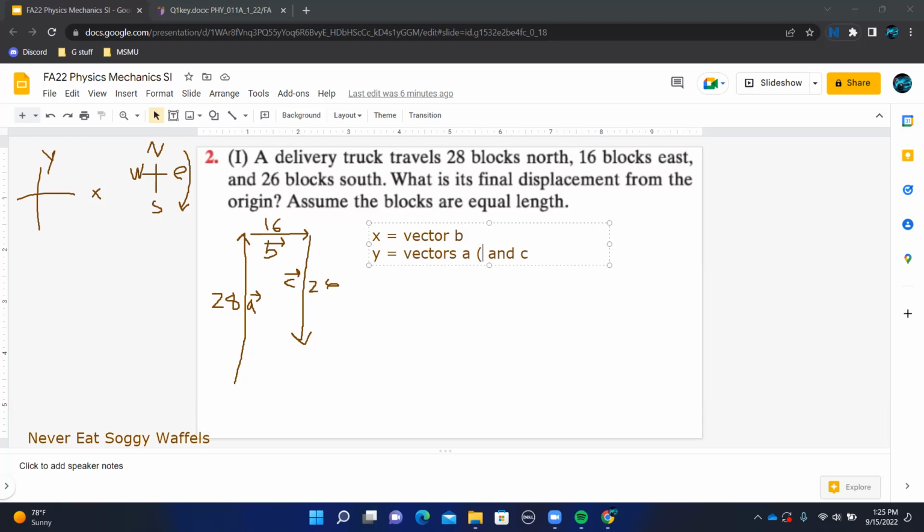A is pointing up, C is pointing down. That means they are opposite to each other and we're going to subtract them. And B is, what is that, left? Right. Right, so seeing as we defined our axis as this is the positive direction, then that means vector B is positive. Vector A, which is up and into the positive direction, is positive, and vector C is negative.